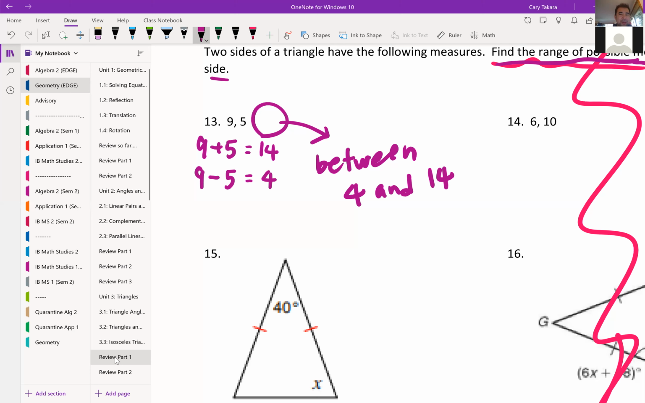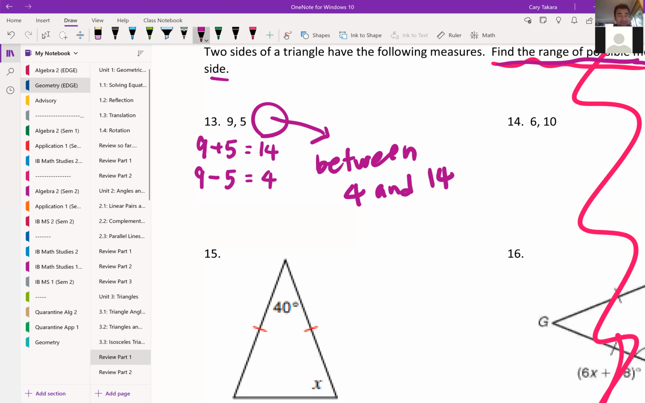But if you go beyond 14 or less than 4, then it's not going to work. That means that you can't pick 1. 1 will be a wrong answer. I mean, think about this: 5 plus 1, that's less than 9. It's not going to work out. Right? If you pick 2, it's not going to work out. But it has to be bigger than 4, less than 14.